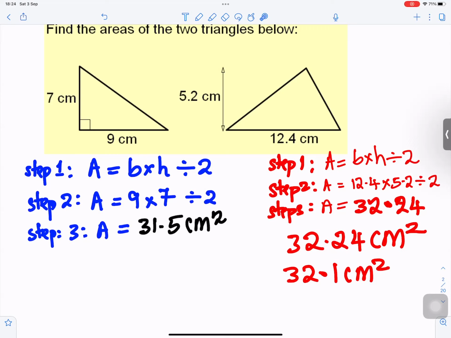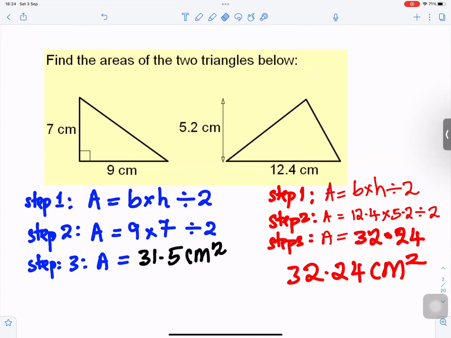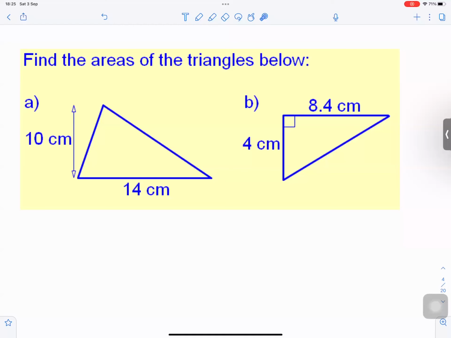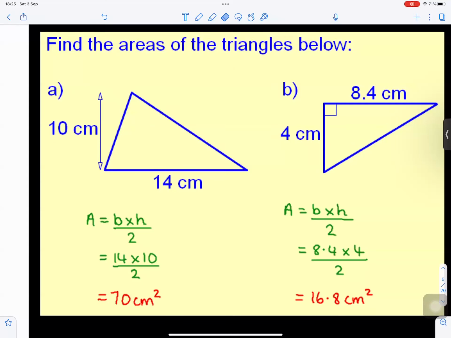So your answers, when you follow the 3 steps, are shown below. So those are the answers for the question: 31.5 and 32.24 centimeters squared. Now press pause and try these 2 questions. And when you're ready, you come back and check your answers. And here are the answers: 70 centimeters squared and 16.8 centimeters squared.